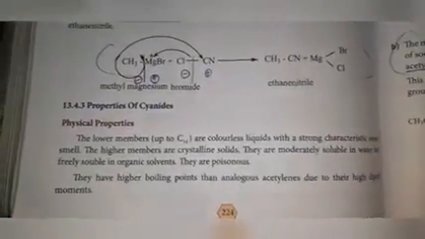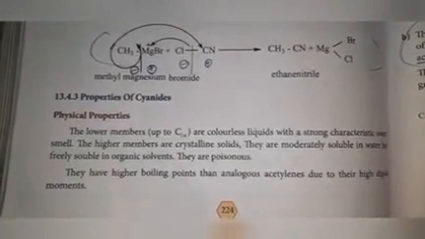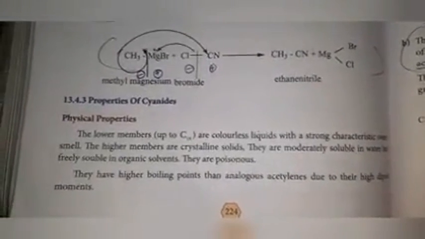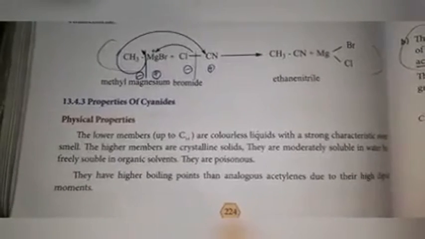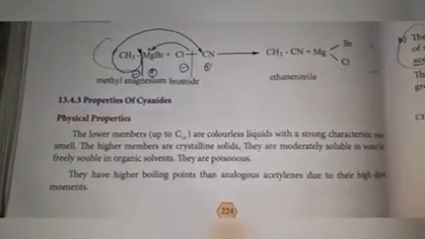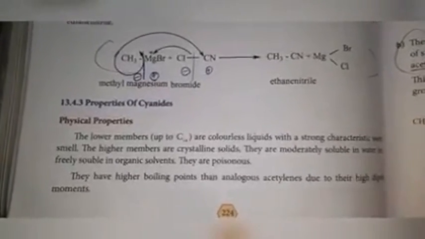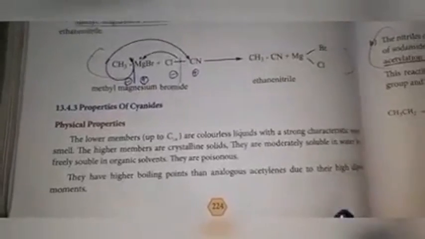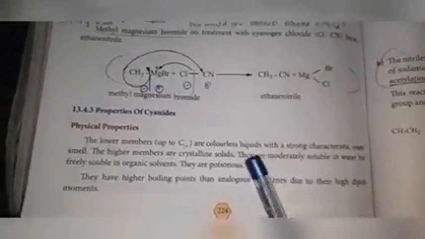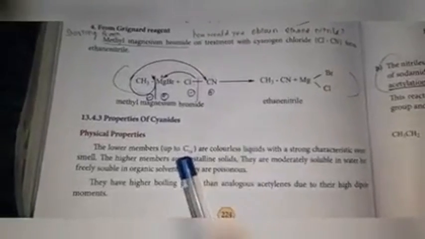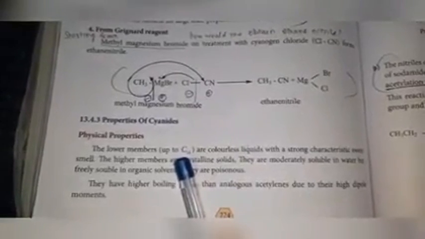Physical properties of cyanides. The lower members are colorless liquids with a strong characteristic sweet smell. Lower members, that is, fewer carbons, up to 14 carbons, contain cyanides or colorless liquids with sweet smell.